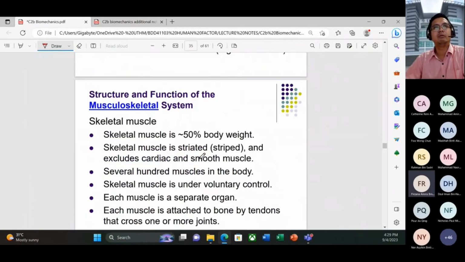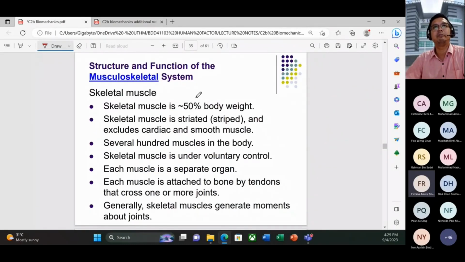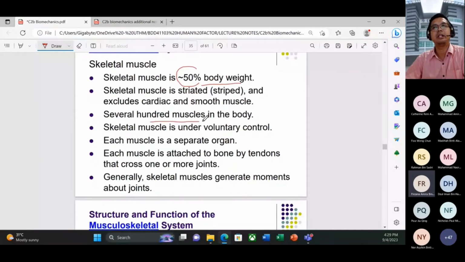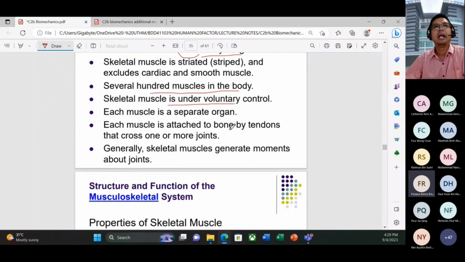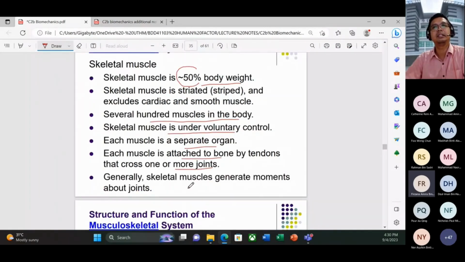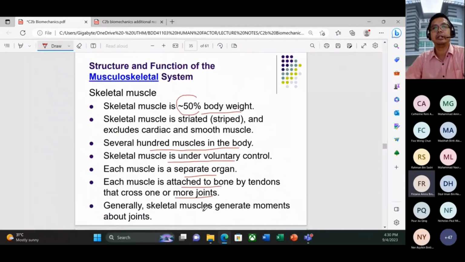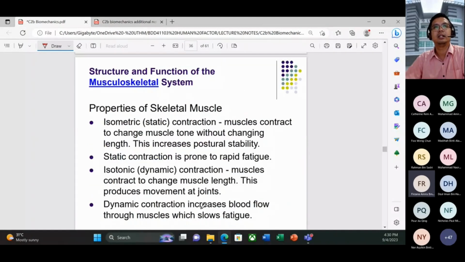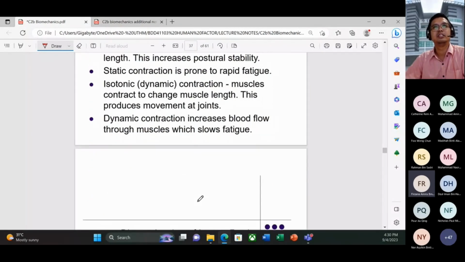Now we look at skeletal muscle. Skeletal muscle is at least 50% of body weight. Skeletal muscle is striated, which excludes cardiac and smooth muscles. There are several hundred muscles in the body. Skeletal muscle is under voluntary control, and each muscle is separated by organs. Each muscle attaches to bone by tendons across one or more joints, and generally skeletal muscle generates movement about the joints. So this is the basic.